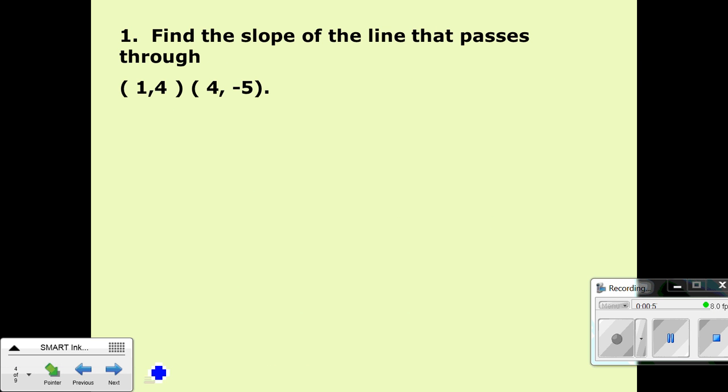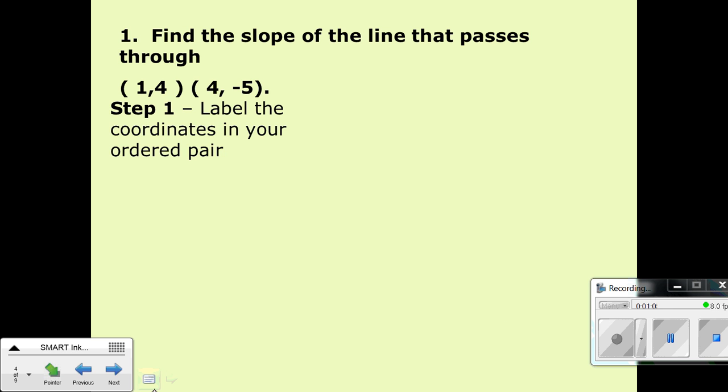Let's go ahead and do an example. The first one, find the slope of the line that passes through 1, 4 and 4, -5. The first step is to label the coordinates in your ordered pair. The first ordered pair are x1, y1. The second are x2, y2.